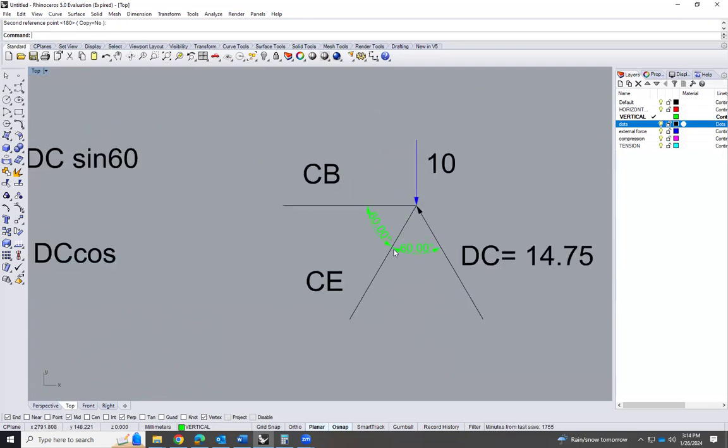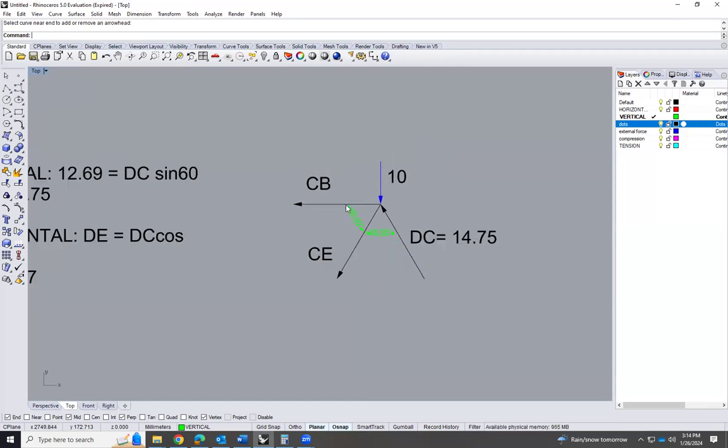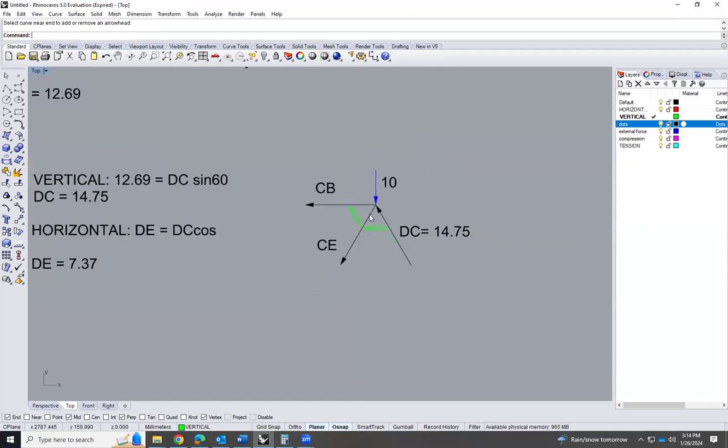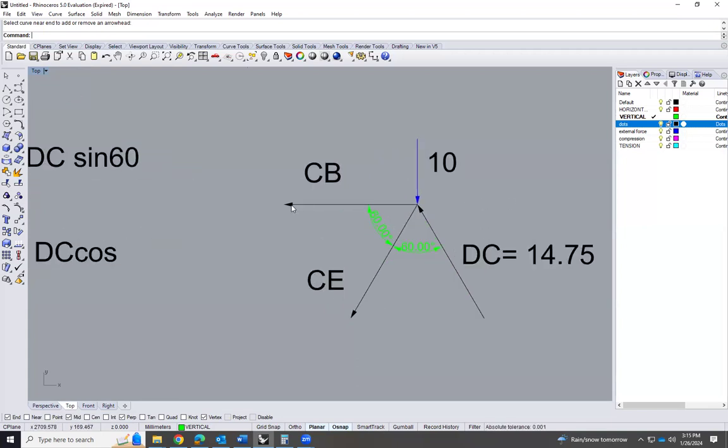Here we have 10. And then we have CE and CB. What is the direction of these two? I don't know. So I'm going to let the software decide. In this case, we go in this direction, and in this case, we go in that direction. I think it's going to be wrong, but let's start the equations. And if we have a negative number, the arrow should point in a different direction.